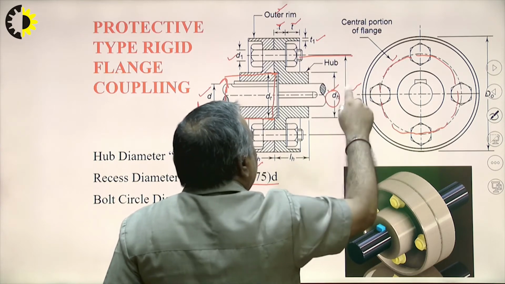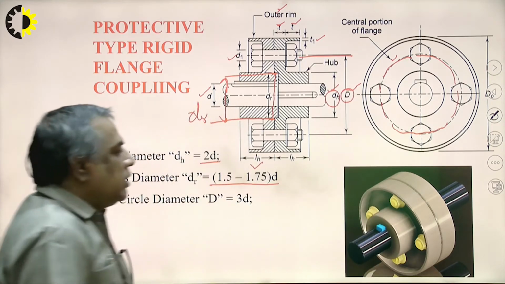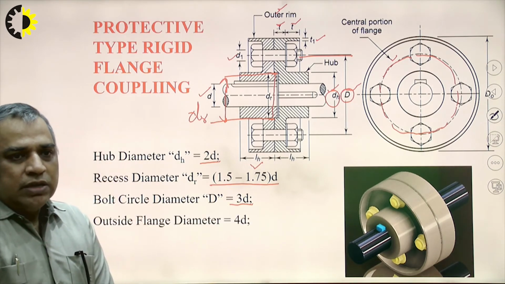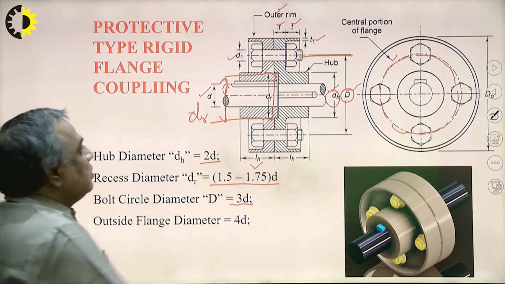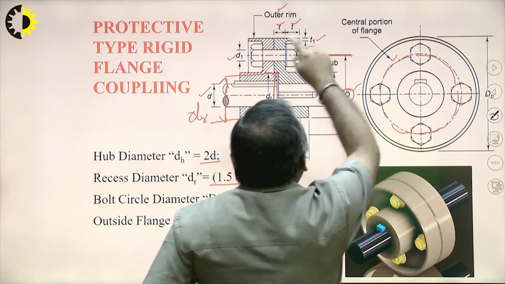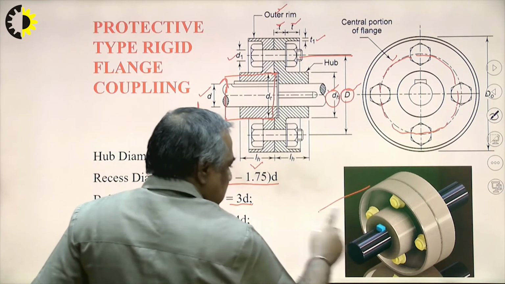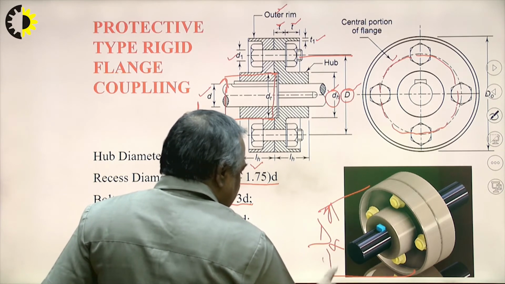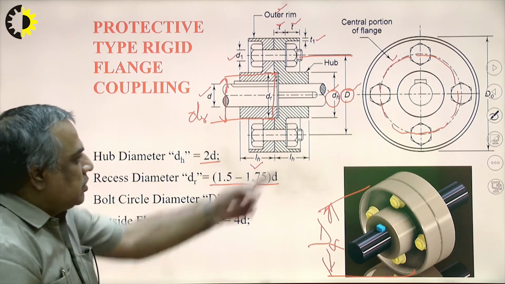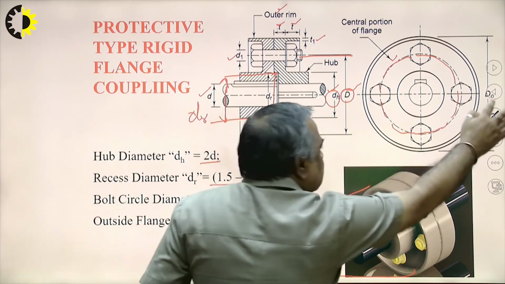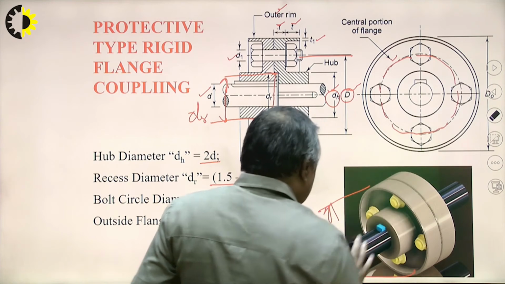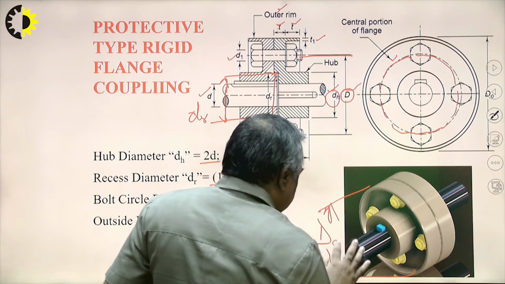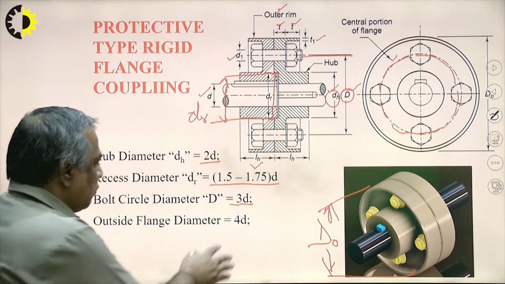This diameter is d. It is 3 times the shaft diameter. And then the outside flange diameter, here if you say this is the outside diameter, df, flange diameter I should say. So this is d naught, here it is written as d naught, right? So d naught is 4 times d.